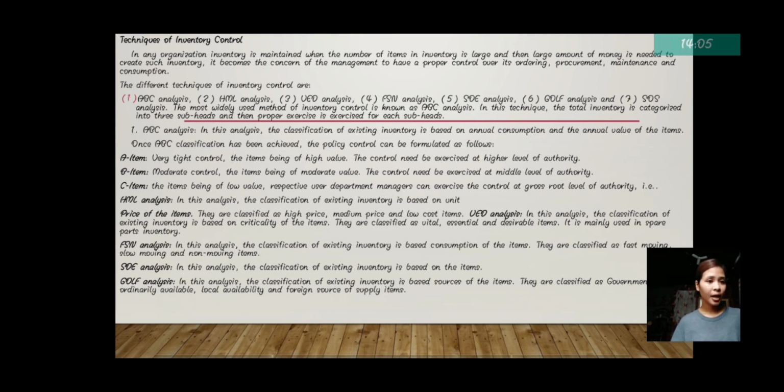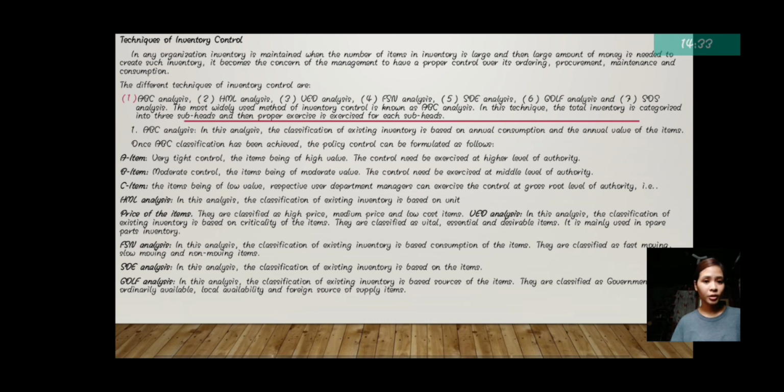In this technique, the total inventory is categorized into 3 subheads, and then proper control is exercised for each subhead. So, A items need very tight control. The items being of high value, the control needs to be exercised at a higher level of authority. So the A item is placed at the higher level.